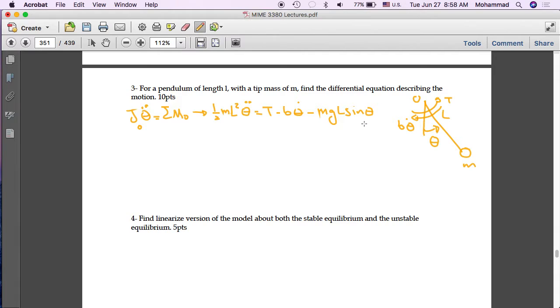So this is it. This is the differential equation. You can always rewrite. So you have 1/2 ml squared theta double dot plus b theta dot plus mgL sine theta equals the input torque. So that's your differential equation. That's the model.